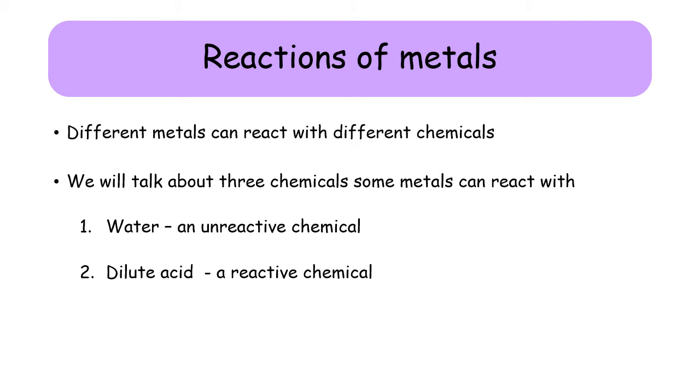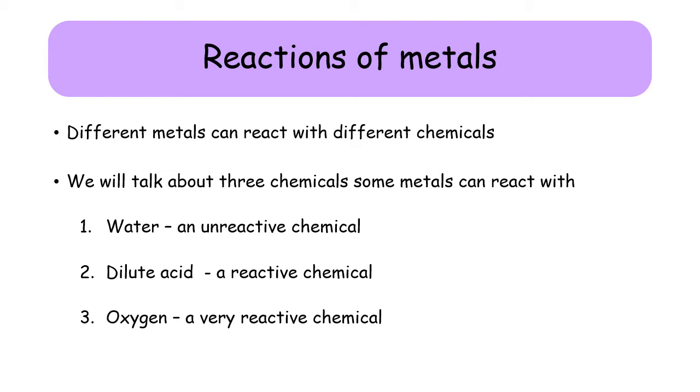Secondly, we've got dilute acid. It's a reactive chemical, so other reactive metals will be able to react with it. And finally, we have oxygen. Oxygen is a very reactive chemical, so even unreactive metals might be able to react with oxygen, but they wouldn't be able to react with acid or water.